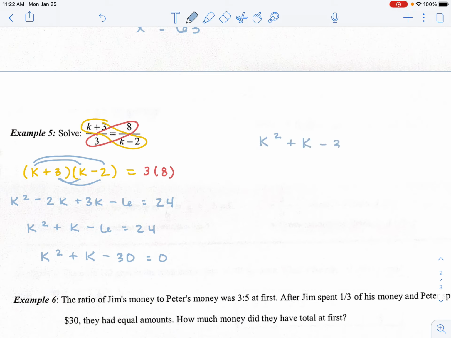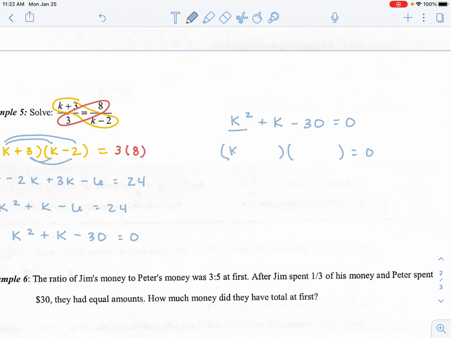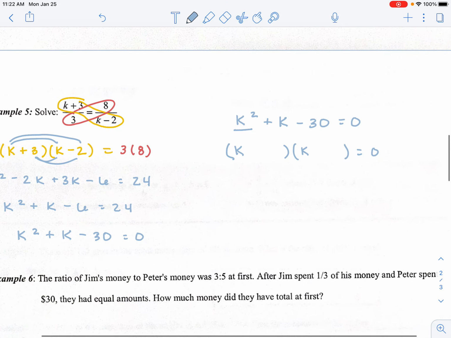And now we have to factor. Give myself a little bit more room to factor here. In order to factor, it has to equal 0, which we did. We have to pull out a GCF. There are no GCFs here. We're going to make our parentheses. First off, what times what gives you k squared? And it's k and k. And now we're looking for multiples of negative 30 that will combine somehow to 1.